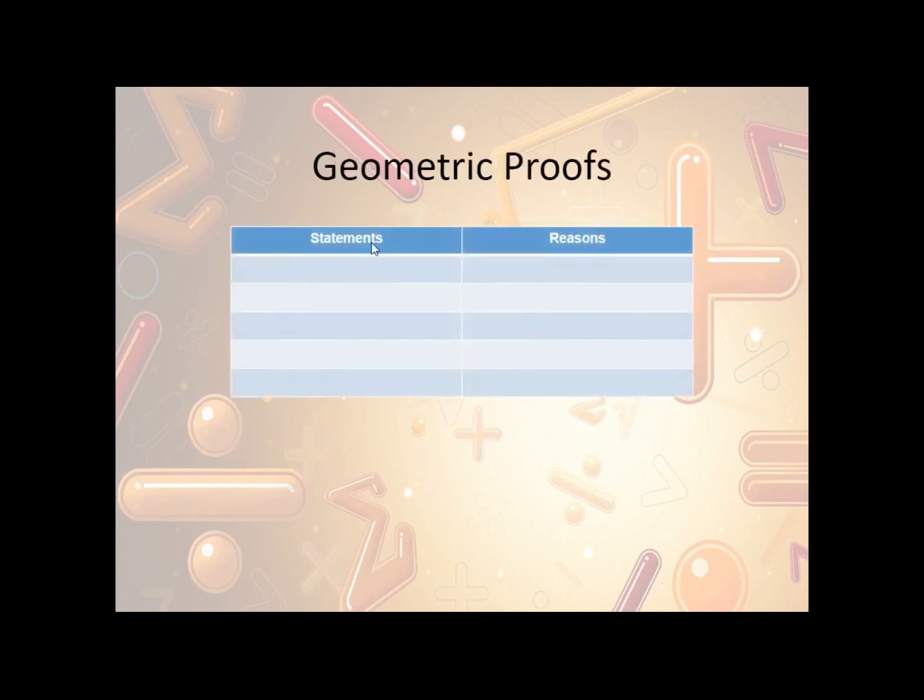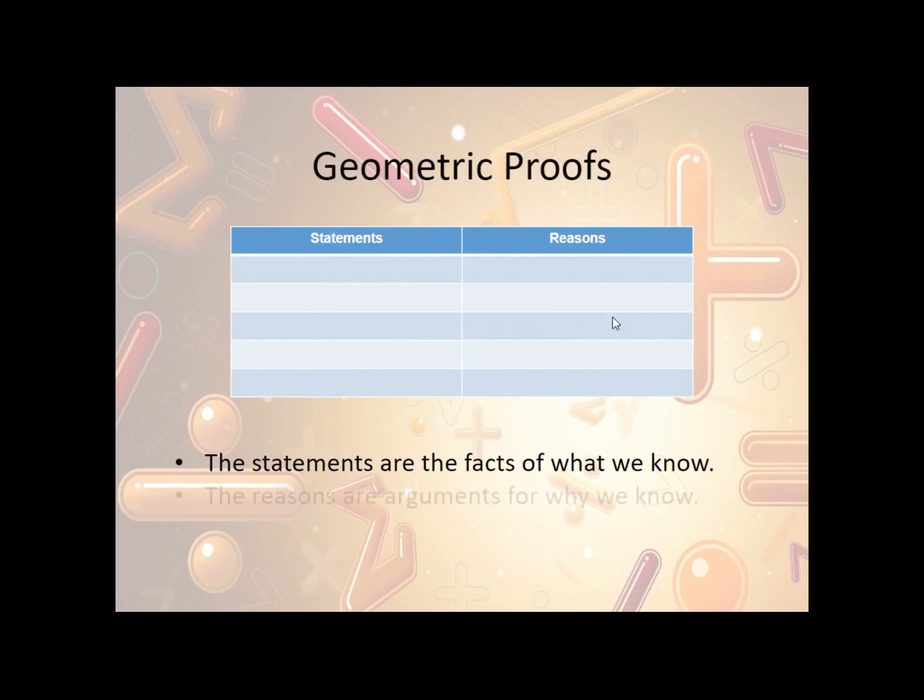They look like this. So we have a column here that represents our statements. This is, what do we know? So these are the statements of, we know this, we know that, and so on. Now, the right side is the reasons, and that is the arguments for how we know that to be true.